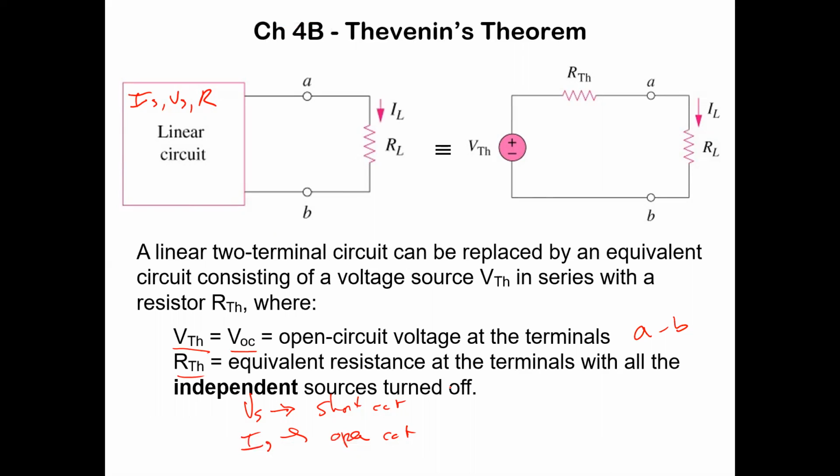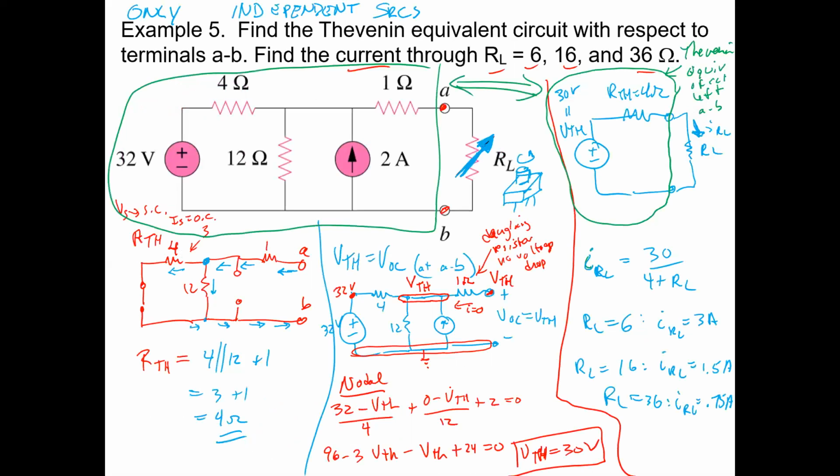When there's just independent sources, we just turn off the independent sources and find the resistance between those two terminals with the independent sources turned off, where the voltage sources become short circuits and the current sources become open circuits.